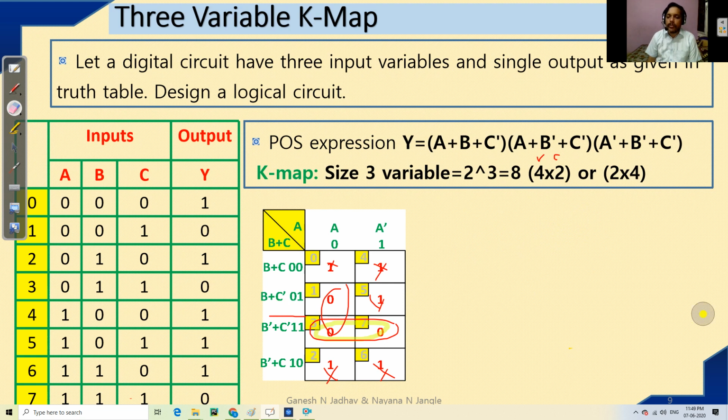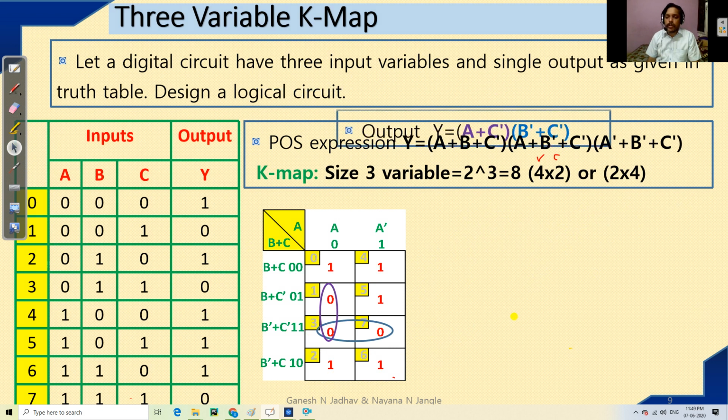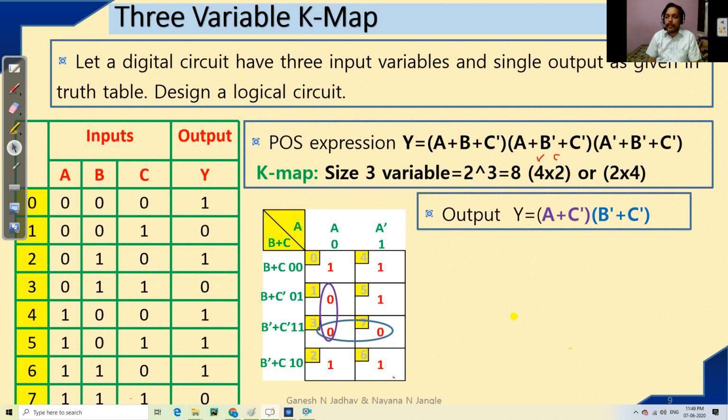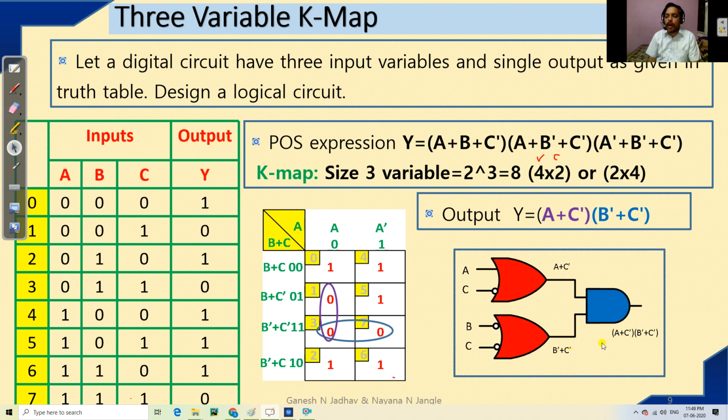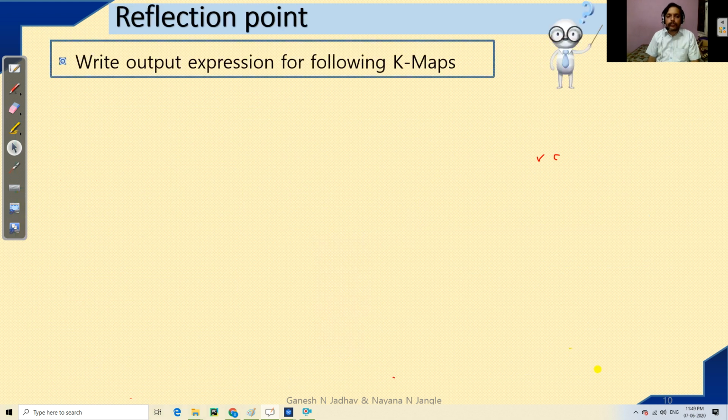So let us write down the output equation. Through this animation we can understand how we can write down the group for this, making these combinations. So it is A plus C dash, B dash plus C dash. Using 2 OR gates and 1 AND gate I can write down the output equation.